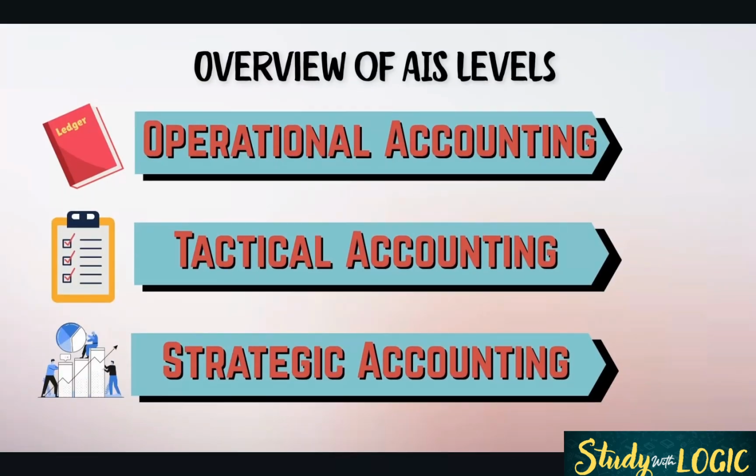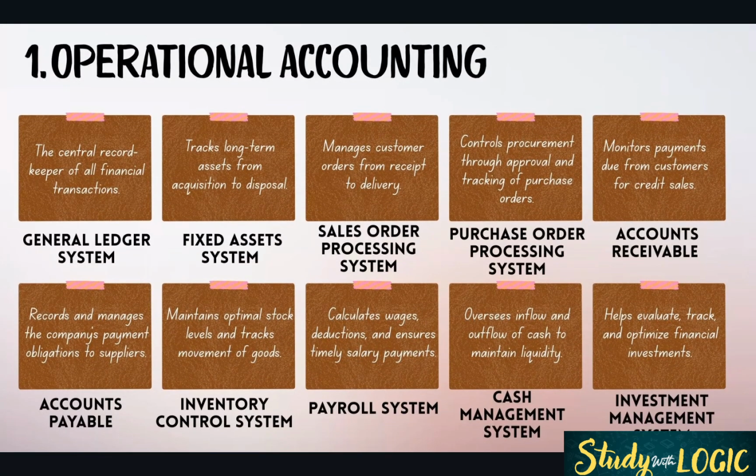Moving further, let us first understand operational accounting. Under operational accounting, we have the general ledger system. The general ledger system generates the company's income statement and balance sheet, and it is responsible for managing new and old accounts in the company. This system provides periodical accounting reports and statements, such as income statement, balance sheet, etc.